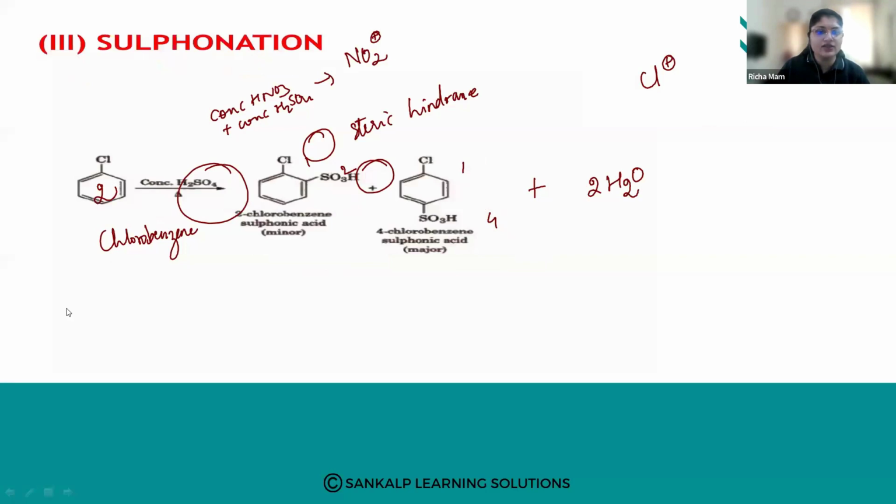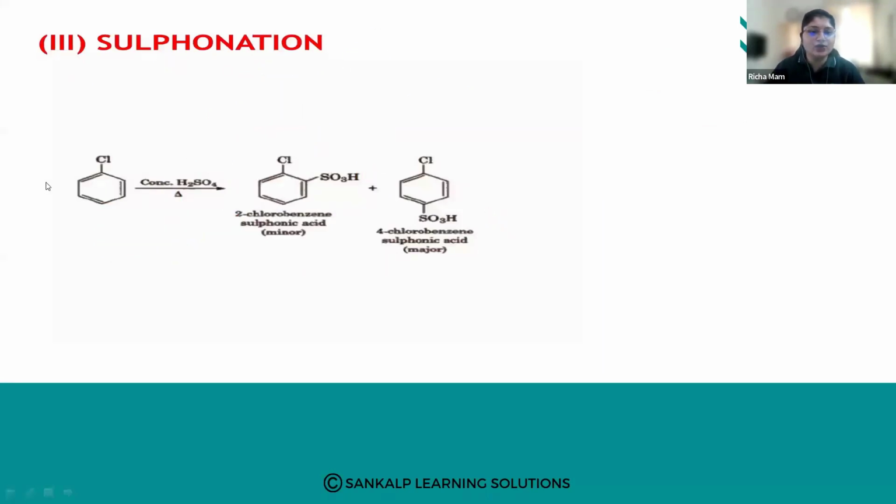Next is sulfonation. So again, 2-chlorobenzene in the presence of concentrated H2SO4. So from H2SO4, what is the electrophile produced? It is SO3H. So SO3H is the electrophile. You heat it. What do you obtain? You obtain 2-chlorobenzene sulfonic acid and 4-chlorobenzene sulfonic acid. So again, this is a minor product because of the steric hindrance, and this is a major product, plus 2H2O.